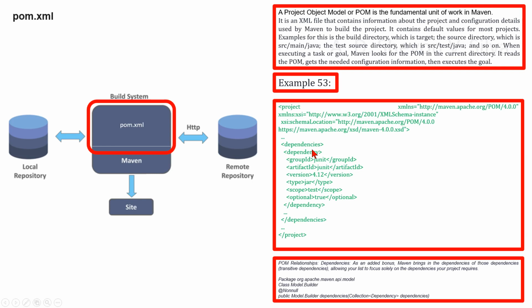The cornerstone of the POM is its dependency list. Most projects depend on others to build and run correctly. If all Maven does for you is manage this list, you have gained a lot. Maven downloads and links the dependencies on compilation, as well as other goals that require them. As an added bonus, Maven brings in the dependencies of those dependencies, transitive dependencies, allowing your list to focus solely on the dependencies your project requires.